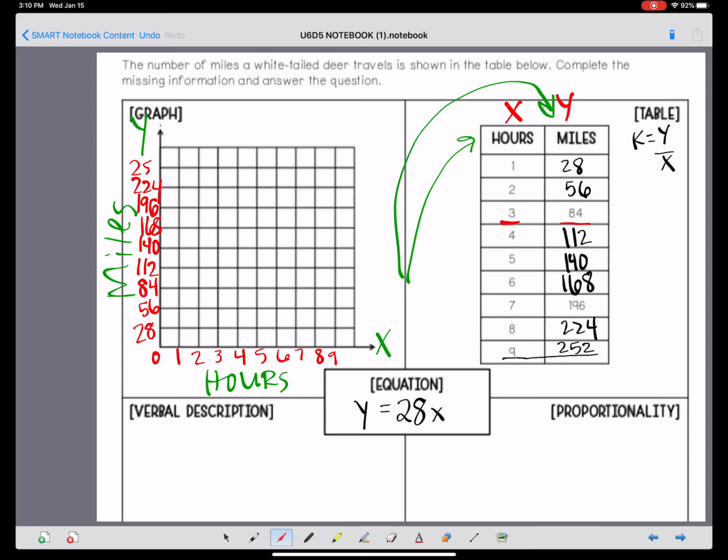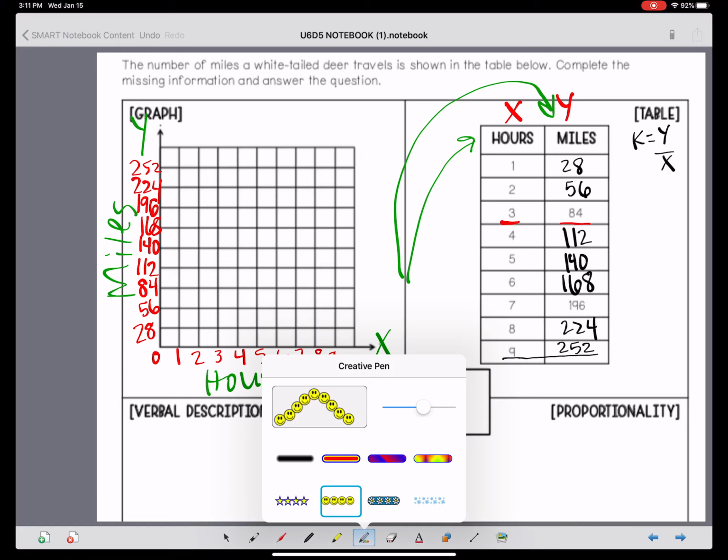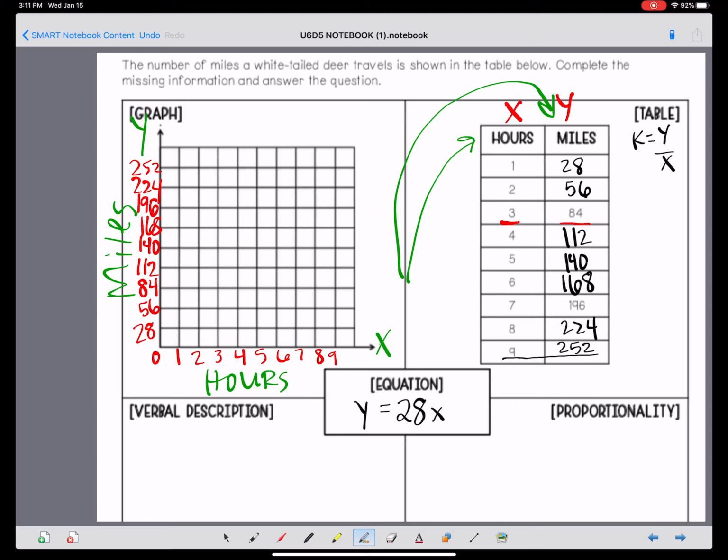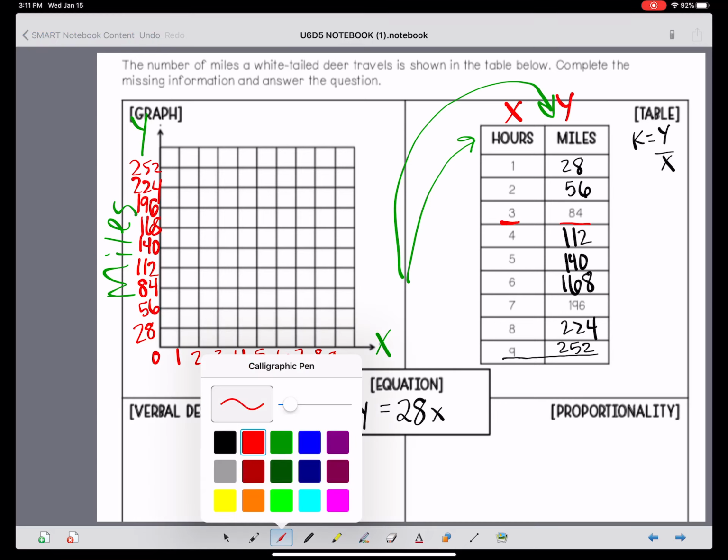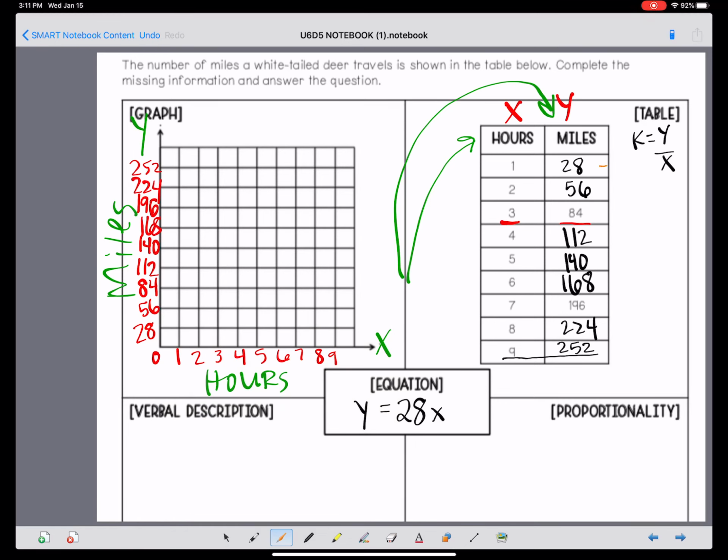And 252 is my last one. So let's go ahead and try graphing this. I'm going to switch things up and use something fancy this time. If I wanted to graph my first point, my point over here would be 1, 28. So I have my x value and then my y value.